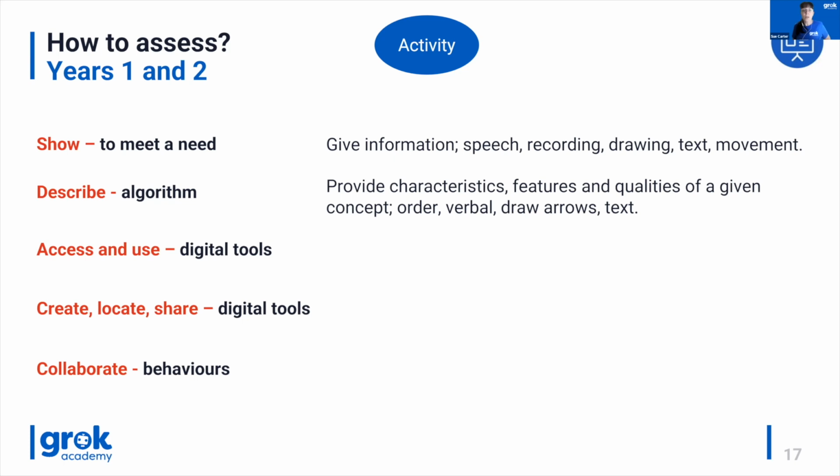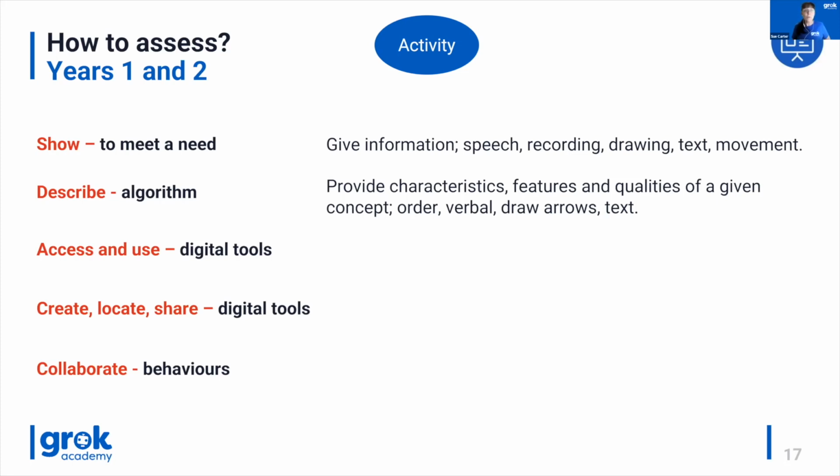What does describe look like? This is in reference to algorithms. And what they're doing is providing characteristics, features, and qualities of this given concept in algorithms. So students might try and order steps, putting them in order. They may verbalize what they think will happen from one point to the next point to the next point. They may be able to draw these or even use arrows and text to show how things move along in steps.